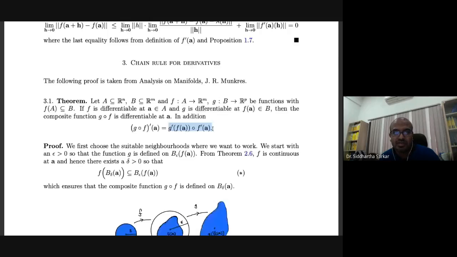So the chain rule basically says that if you want to compute a complicated derivative, then it's enough to just compute the individual derivatives at those particular points and compose them. The composite linear map, whatever you end up getting, is going to be the derivative of the composition.